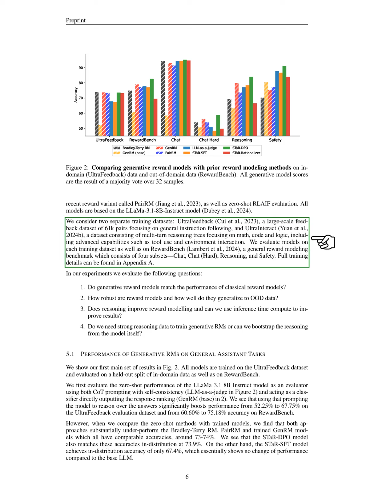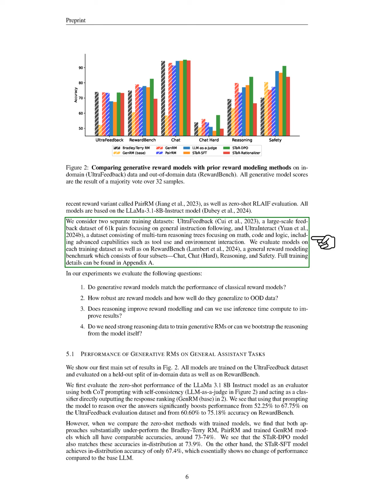We use two training datasets: Ultra Feedback, which contains 61,000 pairs focused on general instruction following, and Ultra Interact, which includes multi-turn reasoning tasks in math, code, and logic, featuring advanced skills like tool use and environment interaction. We assess the models on both training datasets and on Reward Bench, a benchmark with 4 subsets: chat, hard, reasoning, and safety. Detailed training information is available in the appendix.